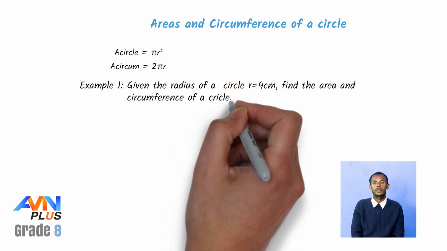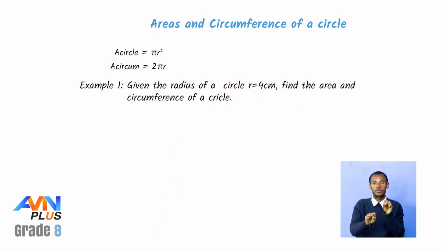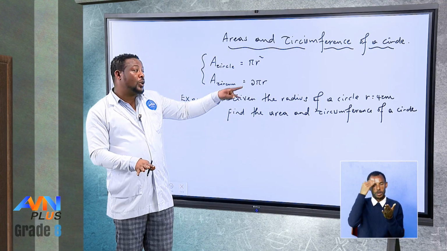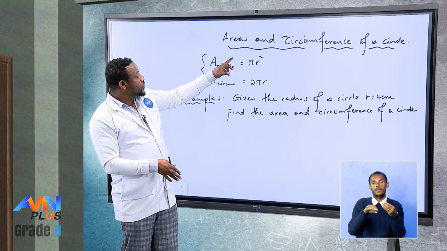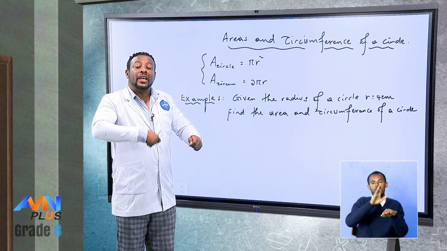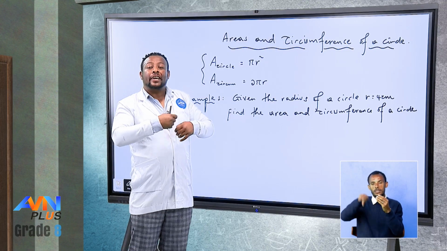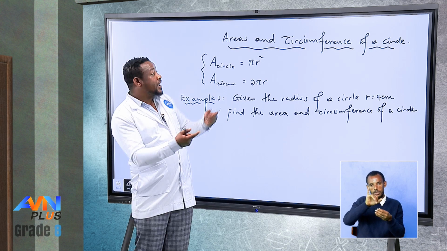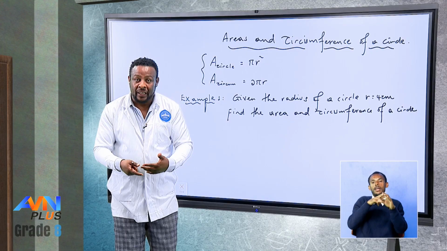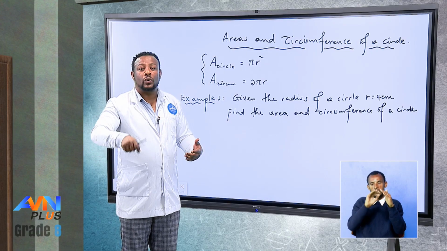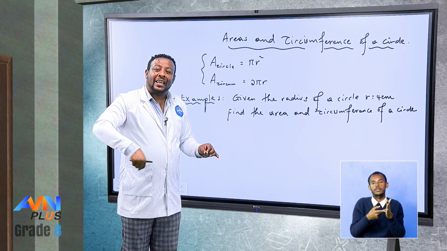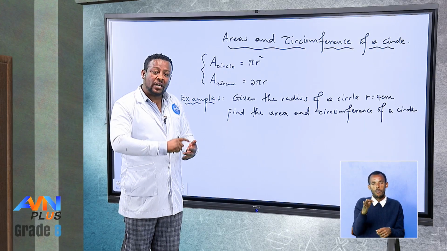Okay, so we only need one information to determine the area and the circumference. We already have the radius. Both the area and circumference are dependent on the radius. When the radius is increasing, the area of a circle will increase because they are directly proportional. And when the radius is increasing, clearly the circumference will also increase. Okay, the circumference refers to the length of the circle.